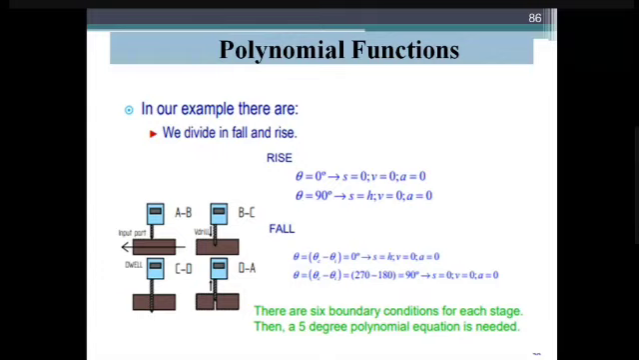What about the fall condition? When we are falling, theta is equal to 90 degrees, because the fall goes from 270 minus 180, that means 90 degrees. At the end, S is equal to 0, V is equal to 0, A is equal to 0, all are 0. This is the fall condition. So we have two different conditions, one is rise and another one is fall. There are 6 boundary conditions for each stage. Then we have a 5th degree polynomial equation.